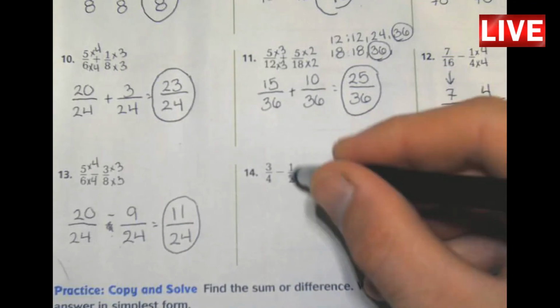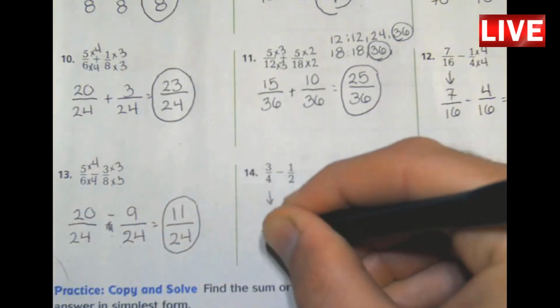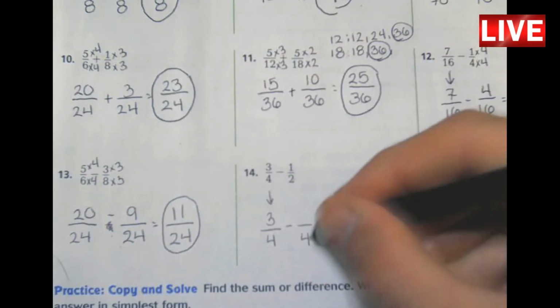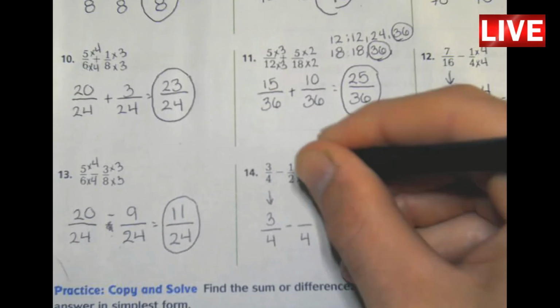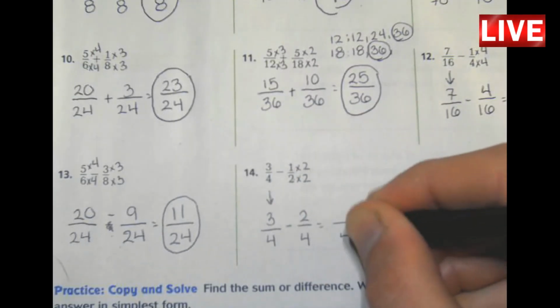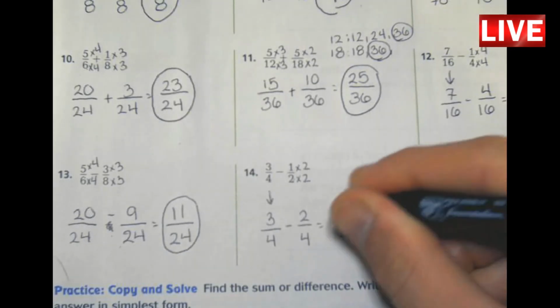Oh, look at this, these are giving us gifts here. We asked ourselves, can 2 go into 4? Yes, it can. Keep the 3 over 4. Change the 2 to a 4. What times 2 got us to 4? That would be 2. So we also do 1 times 2, which is 2. Bottom number stays the same. We do 3 minus 2, which would be 1. We end up with 1/4. We all know that that is not greater than a whole.